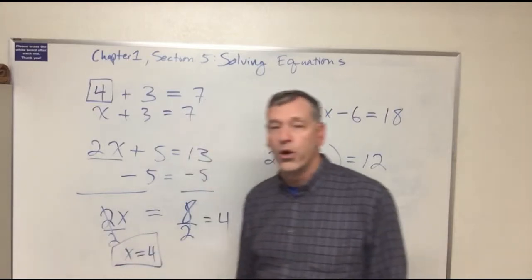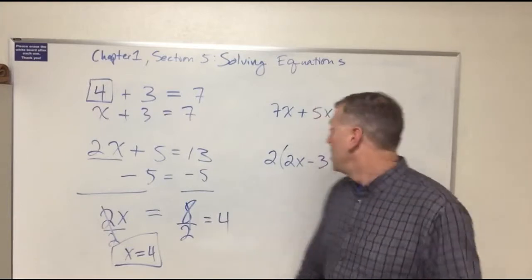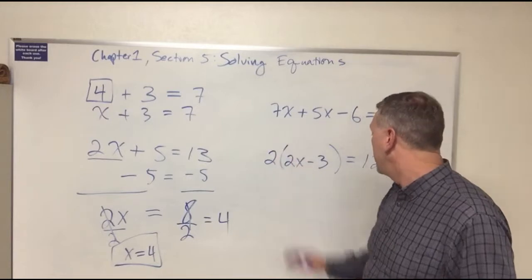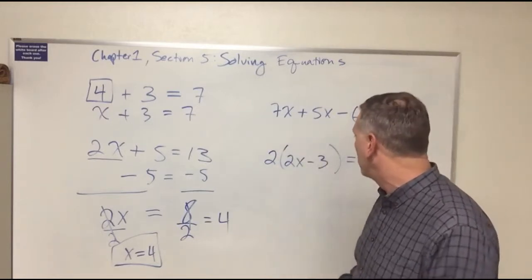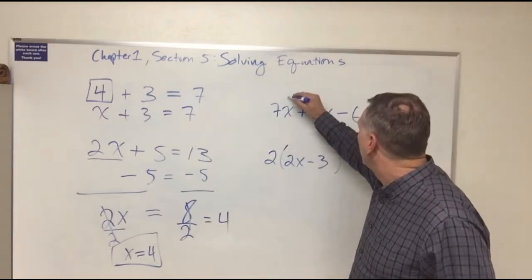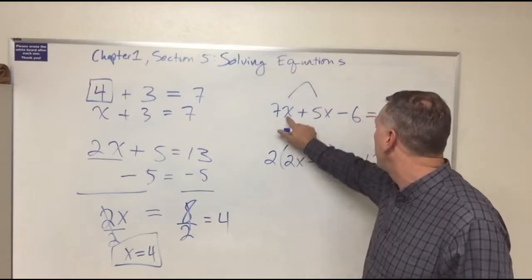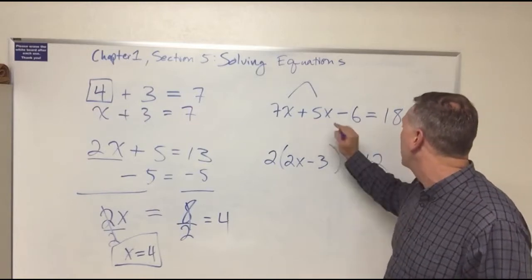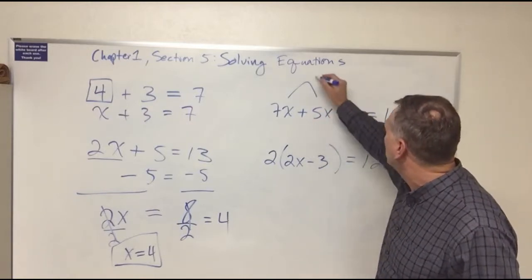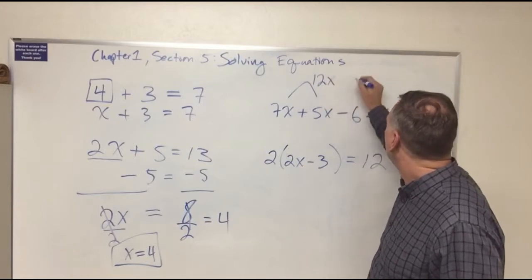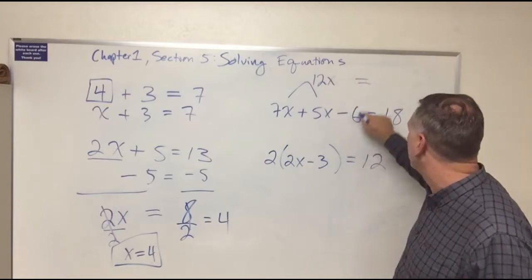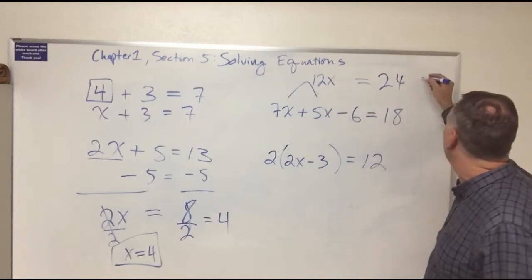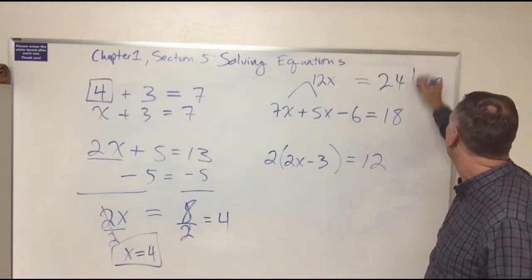x equals 4. Now, if we want to add additional layers to this, we can try a problem like this one, where these two terms here can be combined. You see, we have two x's here, and we can add 6 to both sides. So when we're done, we'll get 12x is equal to, and we add 6 to both sides to get rid of this minus 6. That's 24. So 12x equals 24. This means that x is equal to 2.